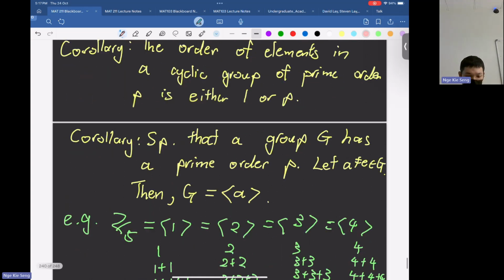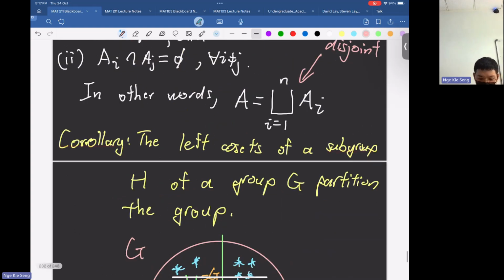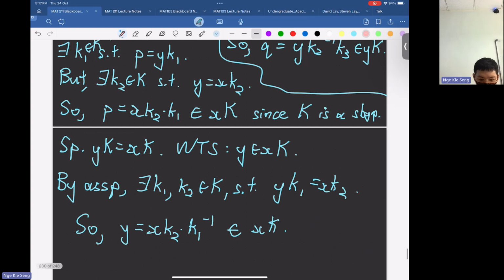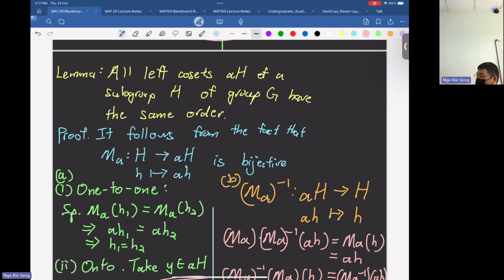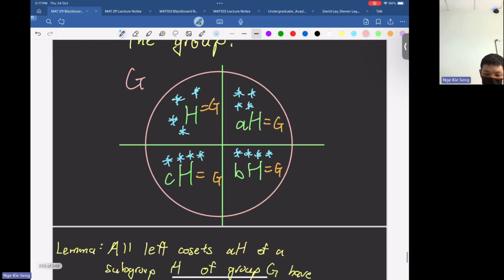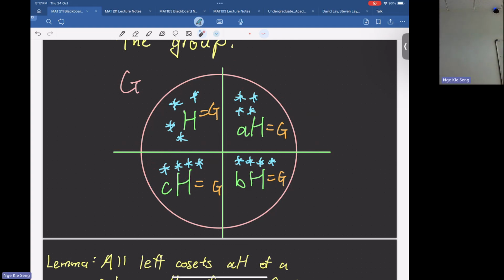I use this subgroup H to partition my group. We proved that all left cosets have the same order, the same cardinality. So once we partition our group, all the cosets will have the same number of elements. Does it make sense? That's why the number of cosets times the order of the subgroup is equal to the total number of elements in G.